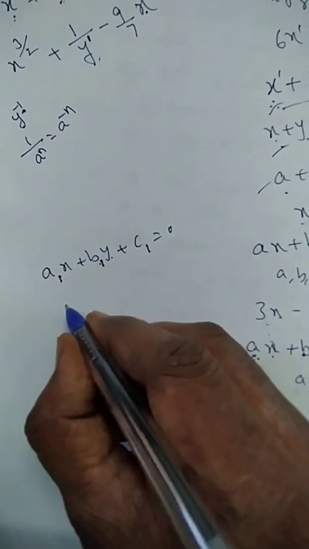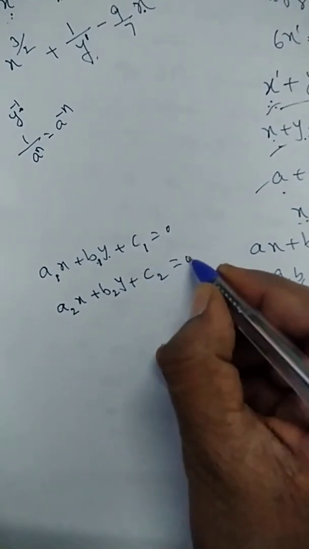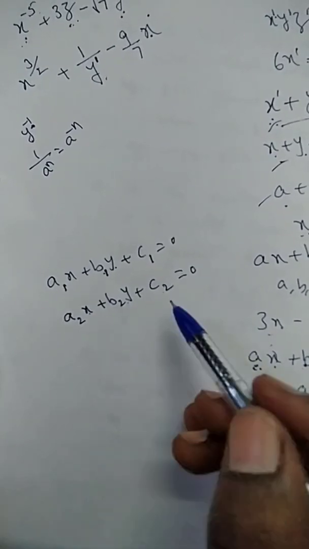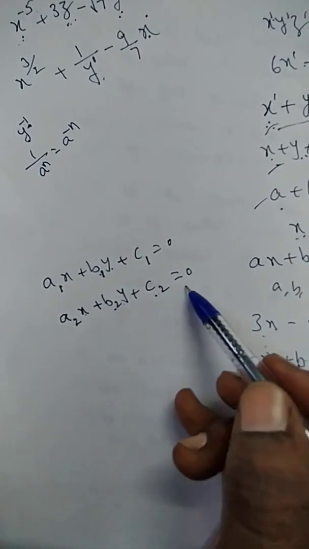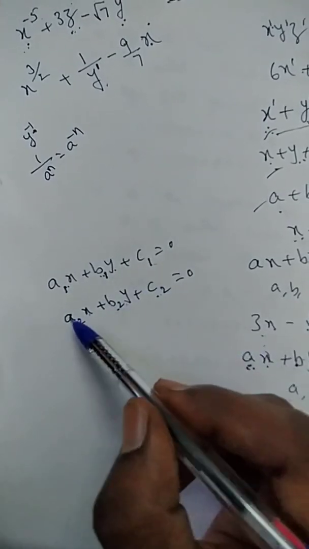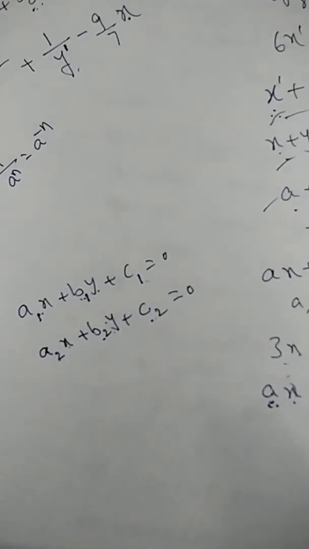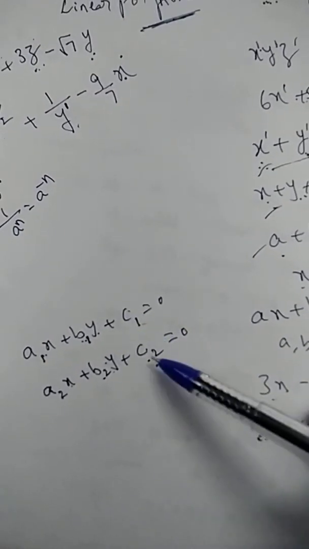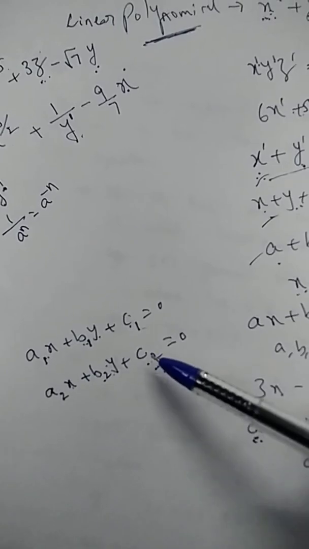Then coming to the pair, one more equation, a2x plus b2y plus c2 is equal to 0. Here in the second equation, x coefficient is a2, y coefficient is b2, c2 is a constant value. These are different values, a1, b1, c1, a2, b2, c2, all belonging to the real numbers. So these are said to be a pair of linear equations in two variables: a1x plus b1y plus c1 is equal to 0, a2x plus b2y plus c2 is equal to 0.